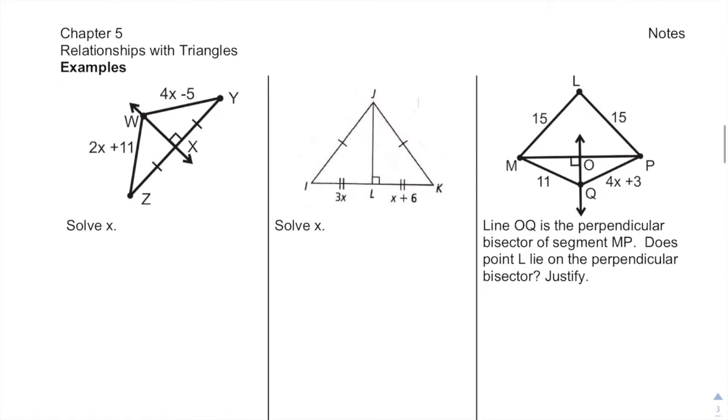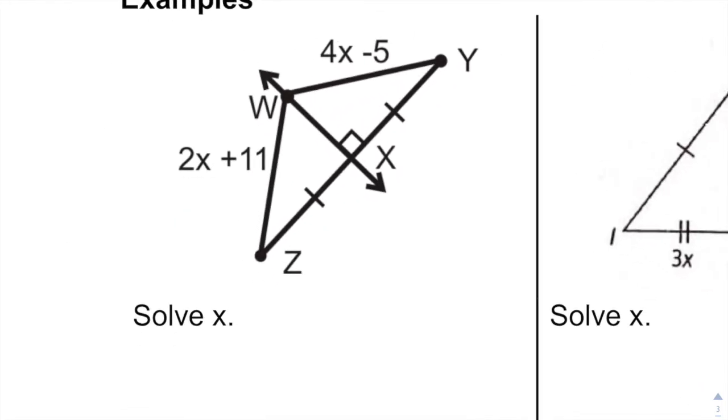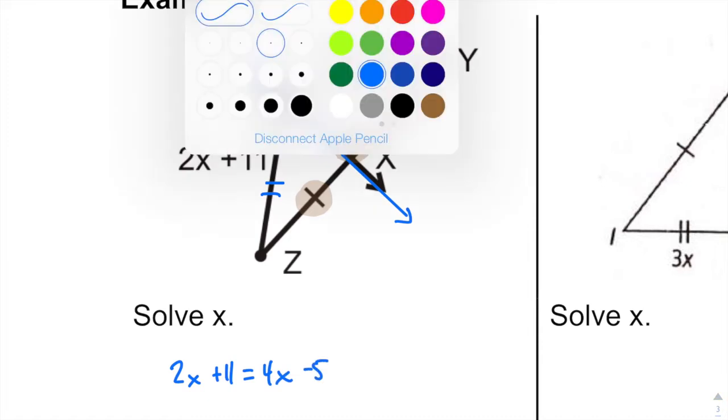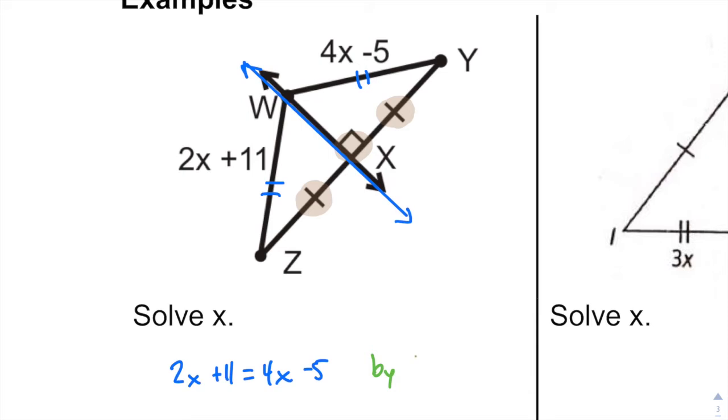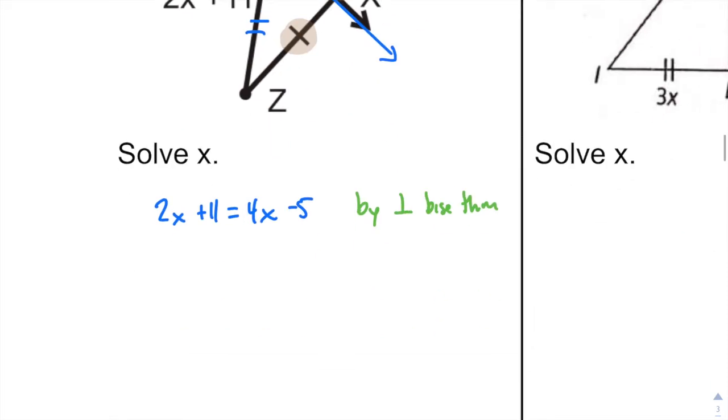Now, some examples of how we can use some of those properties to solve. So for instance, on this one, I immediately notice that we've got a perpendicular bisector marked. So we know that WX is a perpendicular bisector, right? It is marked. So therefore, any point is equidistant to the endpoints. So this segment should equal this one. So our setup to solve this is then 2x plus 11 equals 4x subtract 5. And again, that's by the perpendicular bisector theorem. And then we would go ahead and solve.